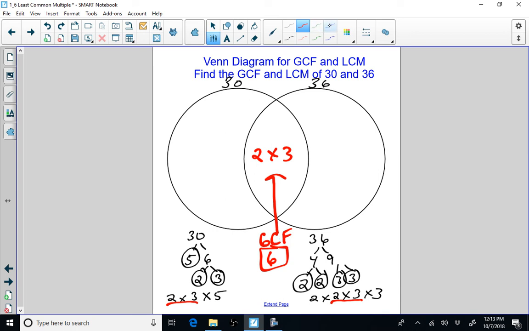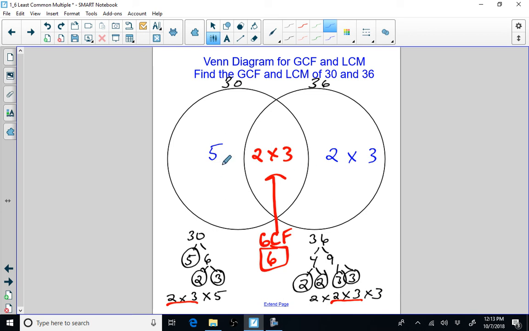Now I take my other factors that I did not underline. Here I have a 5. 5 is unique to 30. And here I have a 2 and a 3 that I did not underline. Right? And that is unique to 36. 2 and 3 are unique to 36. This 2 and this 3. The least common multiple is the product of all of those numbers.